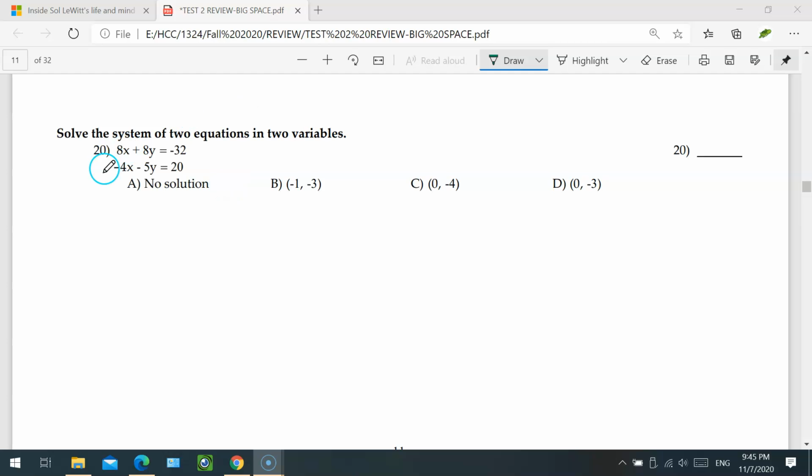Number 20. Solve the system of two equations in two variables. When there are two variables, x and y, to solve for x and y you need at least two equations. With just one equation it is not sufficient. So you need to have that kind of idea: two unknowns, you need two equations.